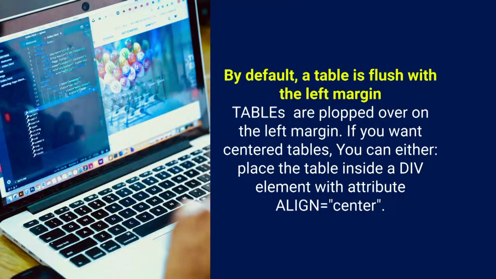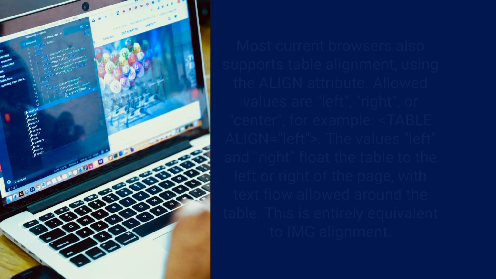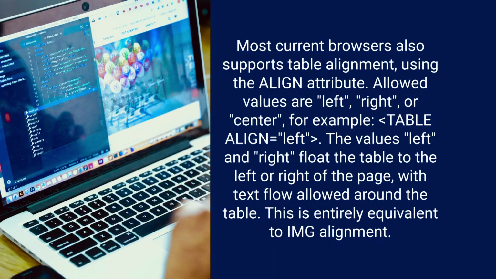Also note that by default a table is flush with the left margin. Where the data needs to be displayed centered or right, you have to use the appropriate attribute, either center or div element, or you can use left, right or center. For left you use table align equals left. Similarly for right alignment, you use table align equals right.